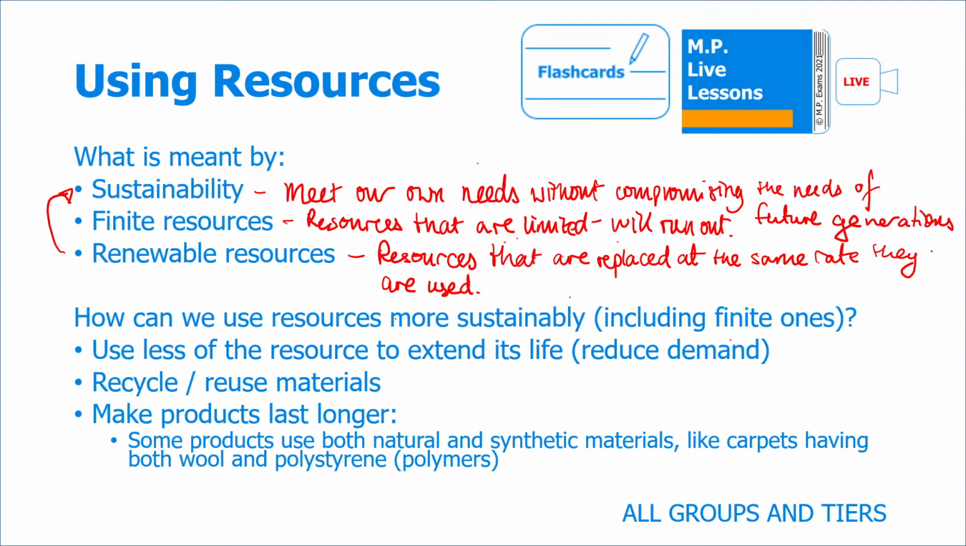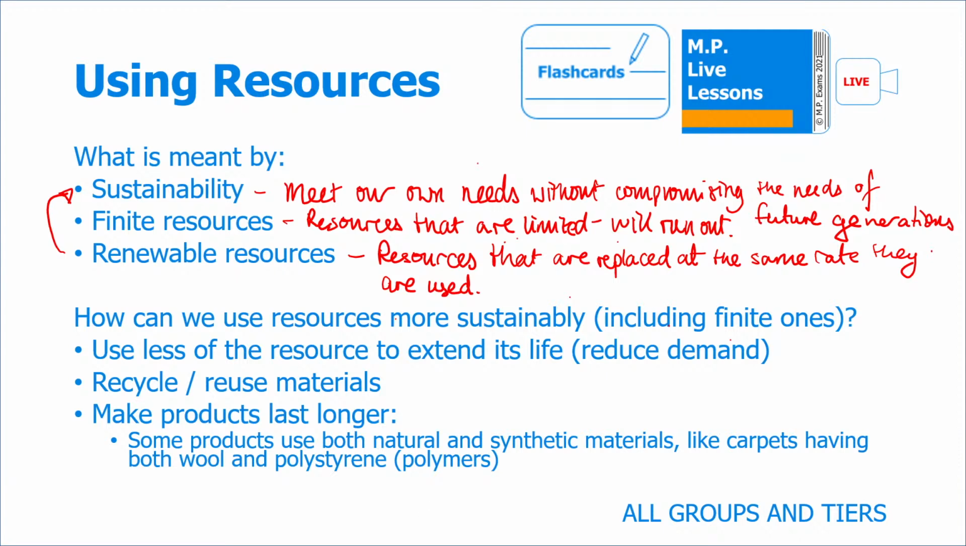Now, as a quick note, some products use both natural and synthetic materials, as in both renewable and non-renewable materials. For example, carpets having both wool, which is renewable, and polystyrene, which is made from crude oil. And that's because the product is made longer and makes both resources sustainable.